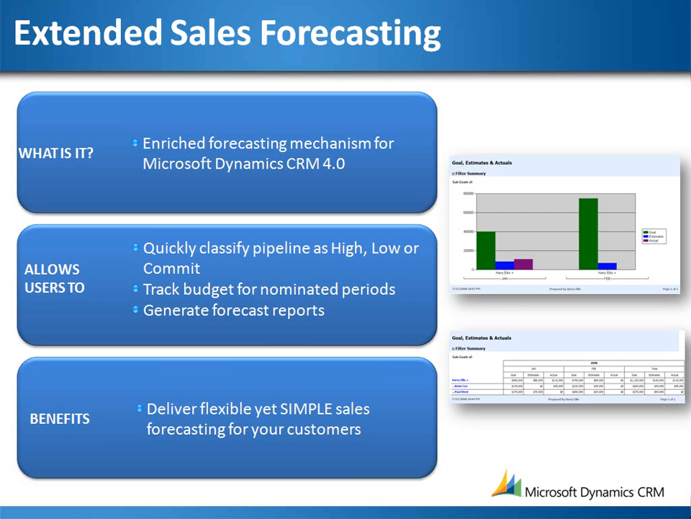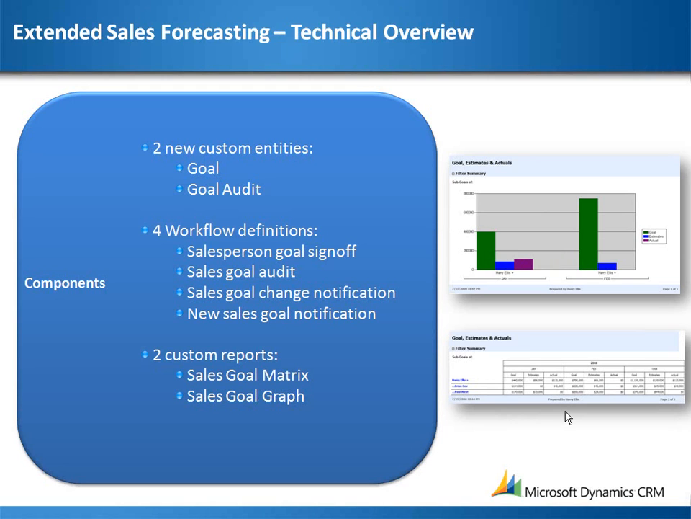There's also a series of reports included as part of this accelerator where I can see my forecast as an individual and also as a team. From a technical perspective, we've got 2 additional custom entities that have been added into the application for tracking of goals, plus 4 workflow definitions where we can manage that salesperson goal sign-off, an audit trail of any changes, and also provide a notification of any new sales goals that have been added. There are also 2 custom reports for tracking those sales goals and seeing how well we've done, and also viewing what's our goal versus our estimate versus our actual.